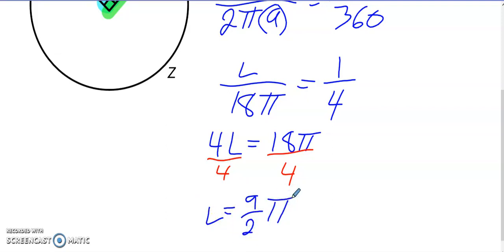Unfortunately, Canvas won't let us enter that. So we are going to have to say what that decimal equivalent is. And in this case, it's 14.14.